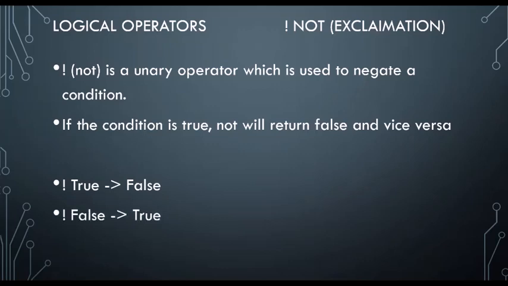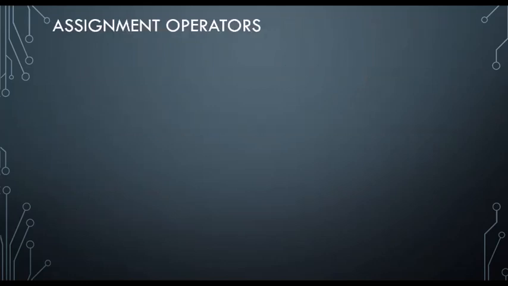Now as you can see here, the NOT operator is a unary operator. That means there are no two conditions here. It has NOT on the left side and there is a condition on the right-hand side. There are no two conditions on both sides. Okay.